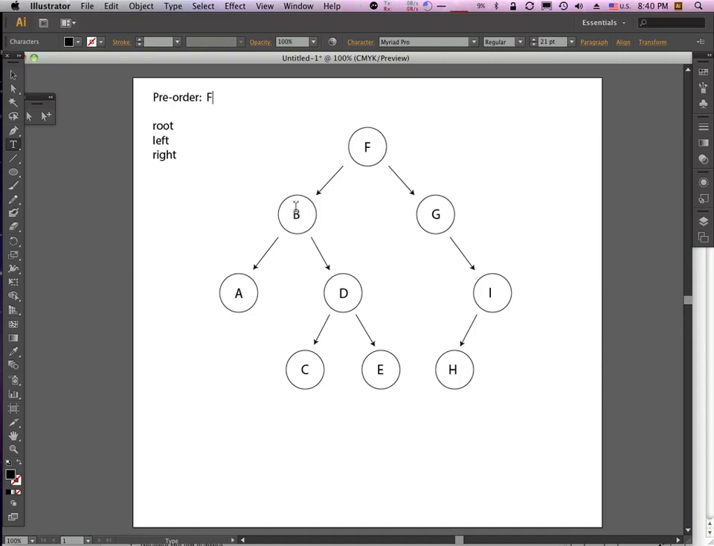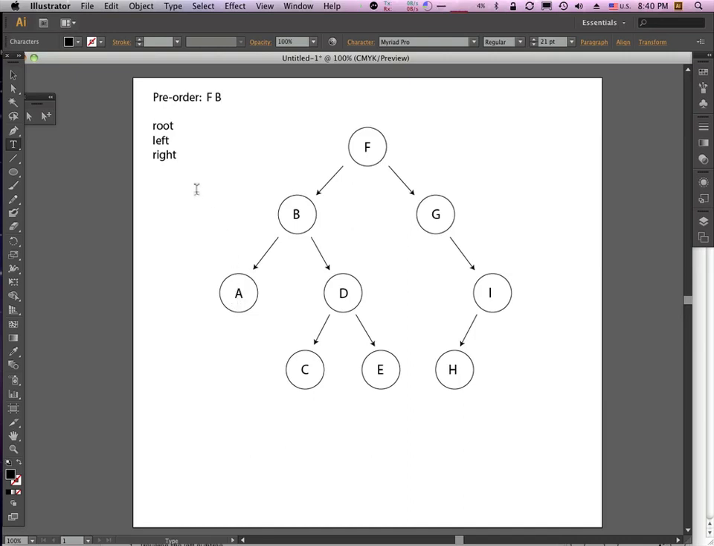So we're dealing with B now. So where does B start? B starts at the beginning, and the beginning is root. So it does itself. What does it do next? It looks at its left child. Its left child is A. So now A is at the top of the stack. A is being dealt with.